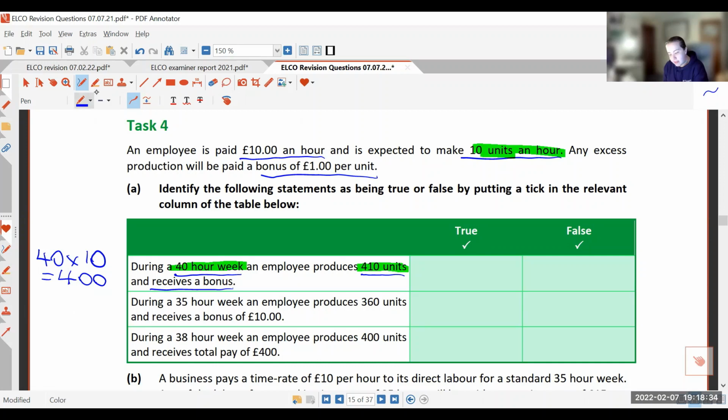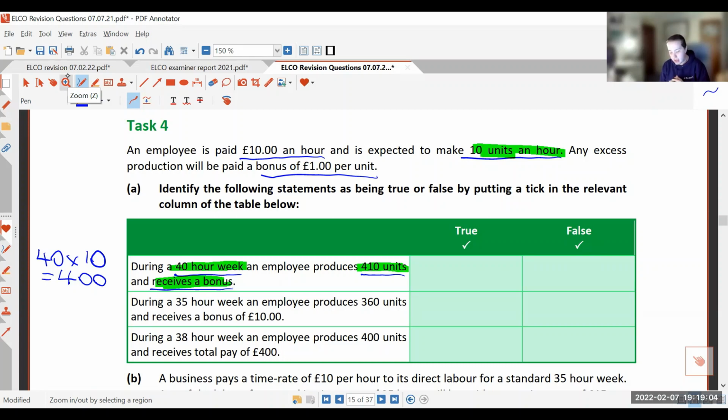We're told that they have received a bonus, okay, and they have produced 410 units. And is that correct? Okay, so they should have produced a minimum of 400, and they've actually produced 410. So they have done more than was the minimum expectation. So we would expect that they would receive some sort of bonus for those extra 10 units.